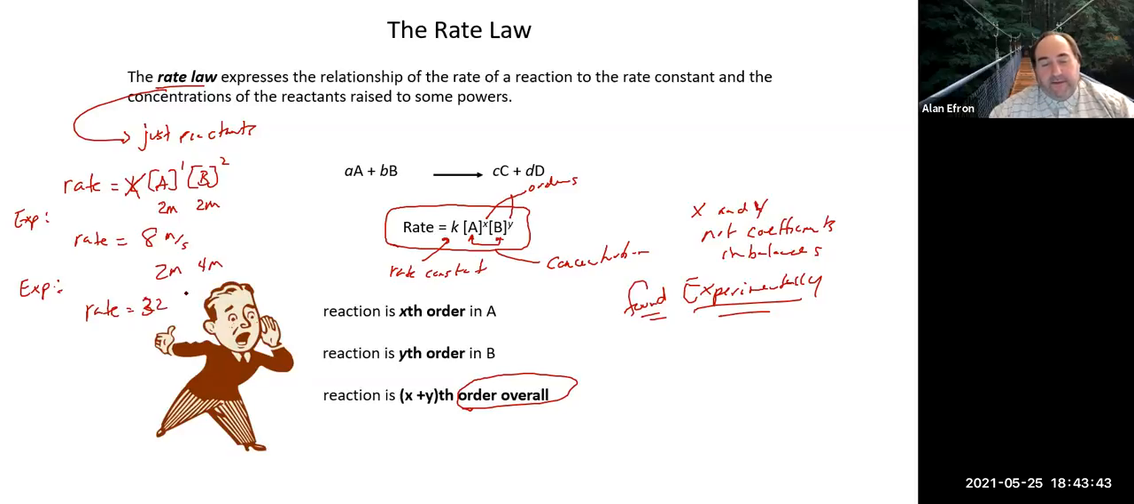I know it says 22 when we write 32, 32 molar per second. So what did we just see here? By increasing the concentration of B by doubling it, because the order of B was second order, what did it do to our rate? Our rate actually went up by a factor of 4 in this case.